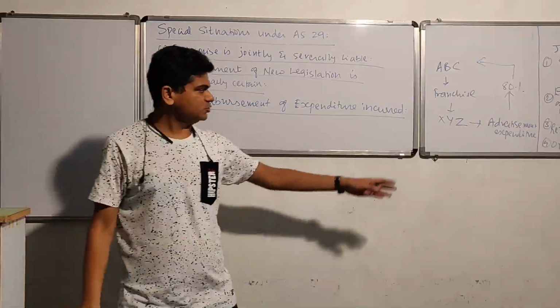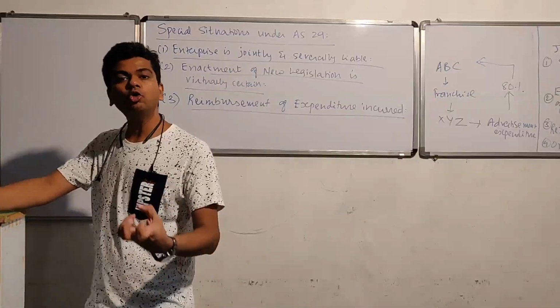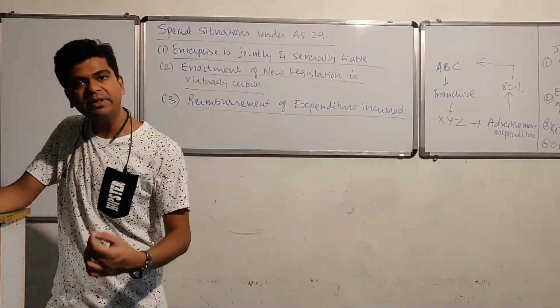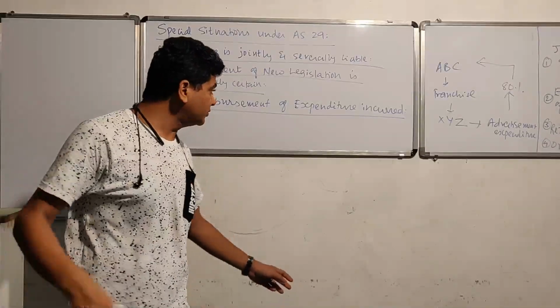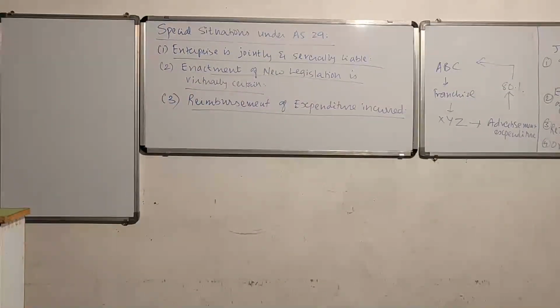So first, XYZ has to incur the expenditure. Once the expenditure has been incurred, you have to claim a reimbursement from ABC. So this is what is giving rise to a possibility of reimbursement of expenditure. What should I do in this kind of a situation?